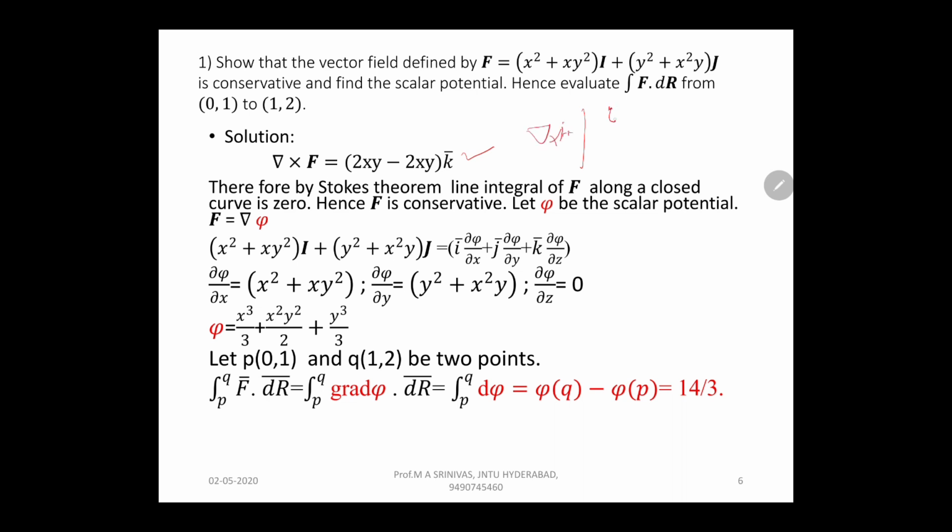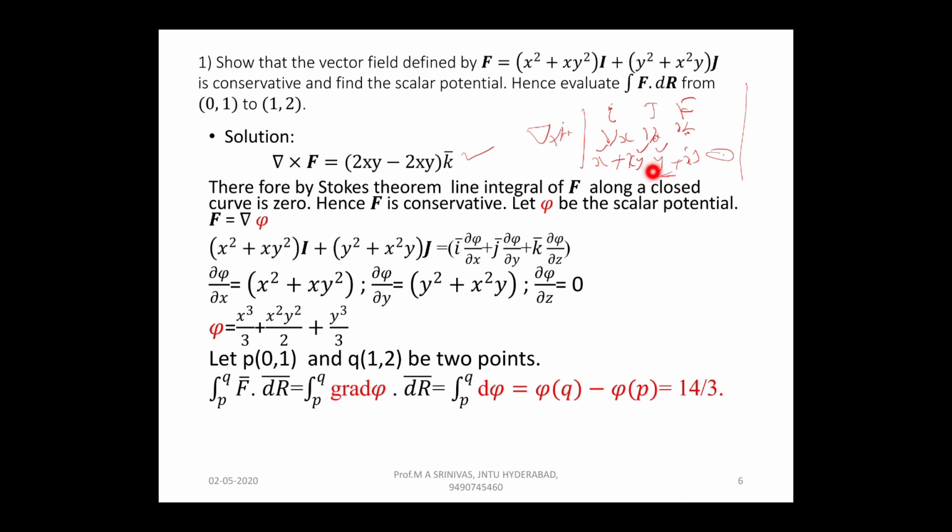The first row will be i bar, j bar, k bar. The second row will be the partial derivatives, and the third row will be the components. Here the first component is x square plus xy square, the second component is y square plus x square y, and the third component is 0. If I expand this, the derivative of 0 with respect to y is 0. The derivative of the y component with respect to z is also 0, because you don't have any z term.